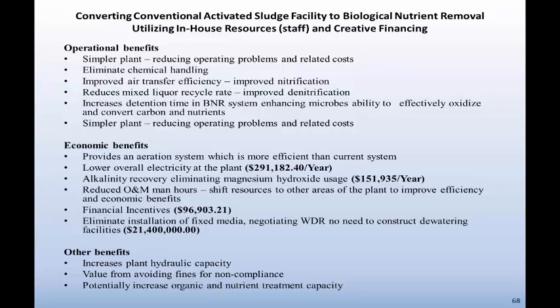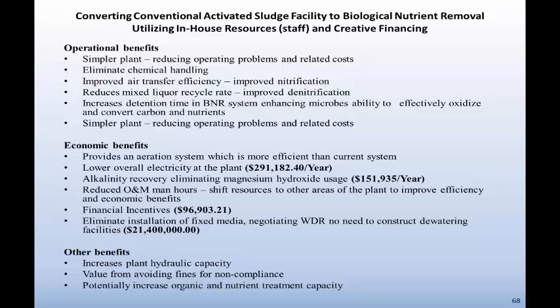Economic benefits: an aeration system which is more efficient than the system we had. Lower overall electricity at the plant, close to $300,000 a year. Alkalinity recovery, eliminating magnesium hydroxide usage, at $151,000 a year. We reduced O&M man hours, and we shifted those resources to other areas of the plant to improve efficiency. Financial incentives, a total of $96,900.